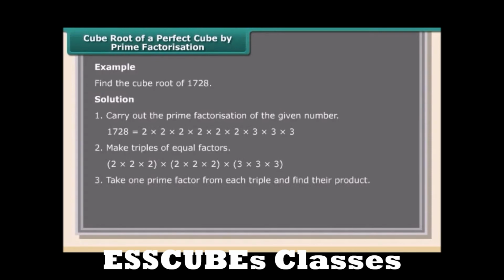Take one prime factor from each triple and find their product. 2 into 2 into 3 is equal to 12. 12 is the required cube root, that is, cube root of 1728 is equal to 12.